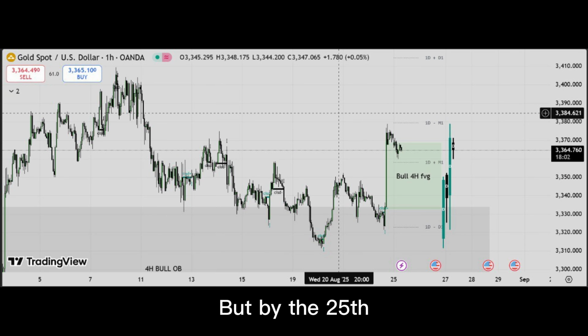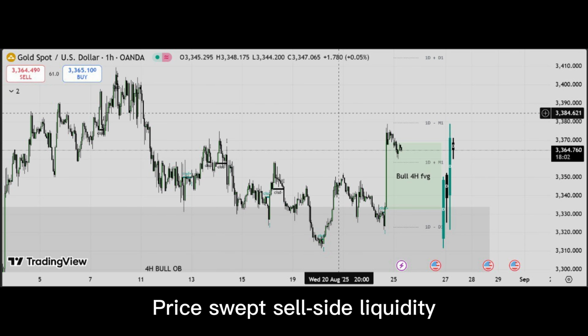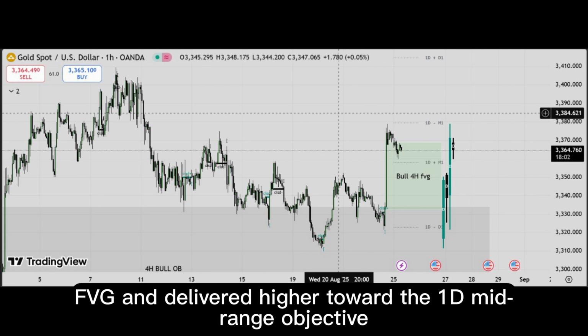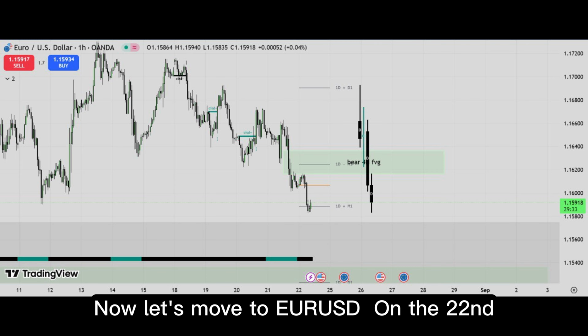But by the 25th, the bias flipped bullish. Price swept sell-side liquidity. A bullish CISD confirmed the shift, then retraced into the 4H bullish FVG and delivered higher toward the 1D mid-range objective. Now let's move to EURUSD.